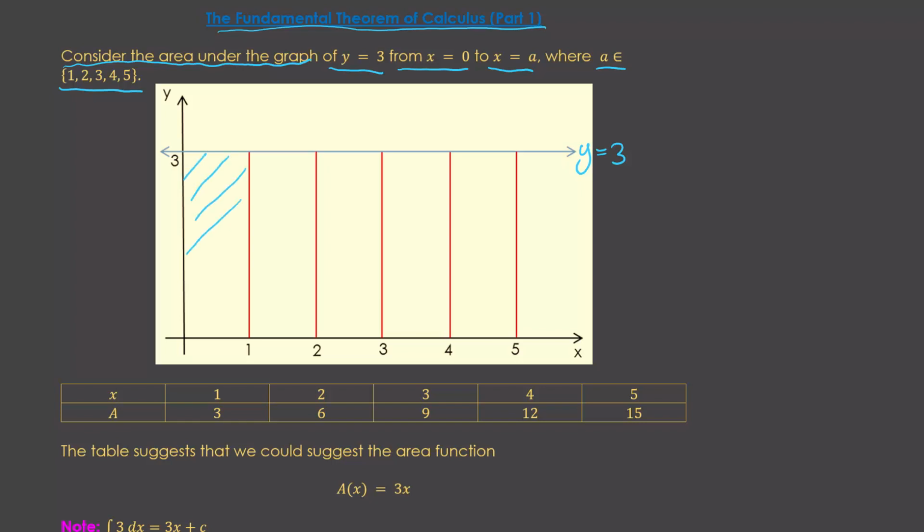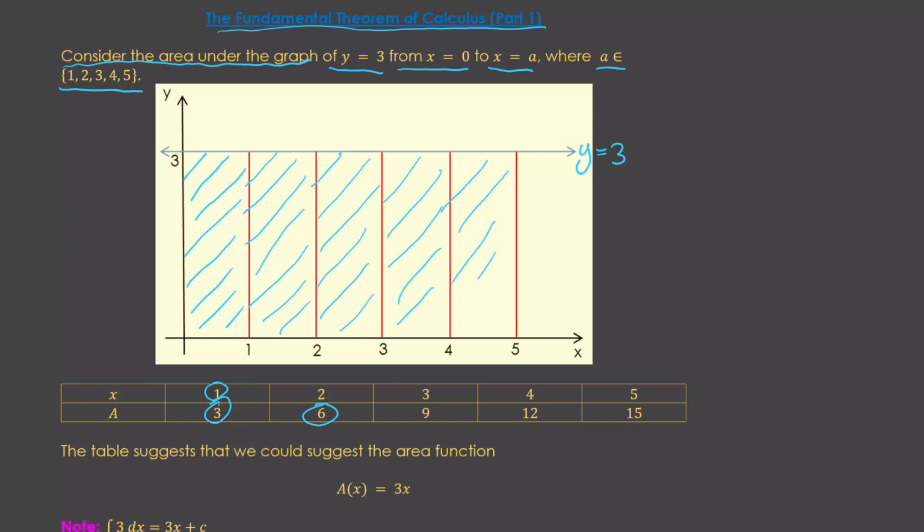So if we take a equal to 1, we can see that we get a 3 by 1 rectangle. So when x is 1, the area is 3. If a is 2, then we get a 3 by 2 rectangle which has an area of 6, and then we can quite readily see that 9, 12, 15, building up the table that we have here.